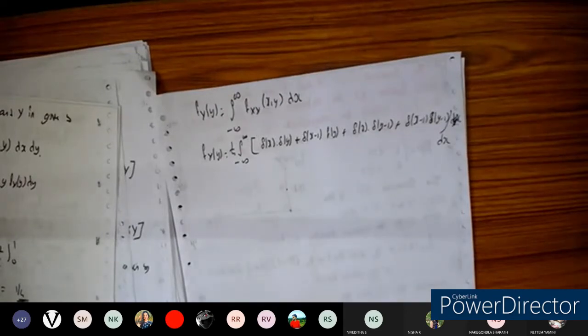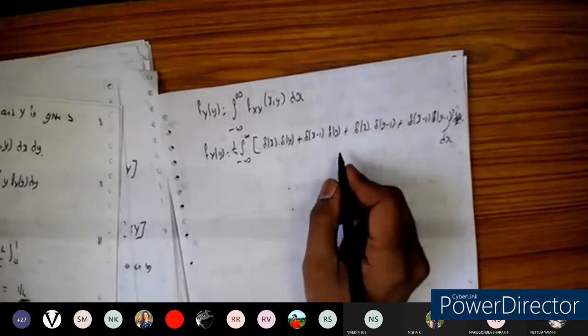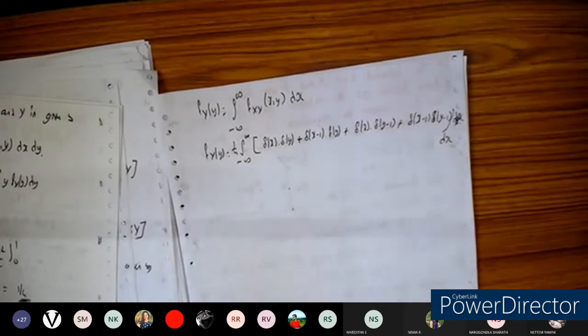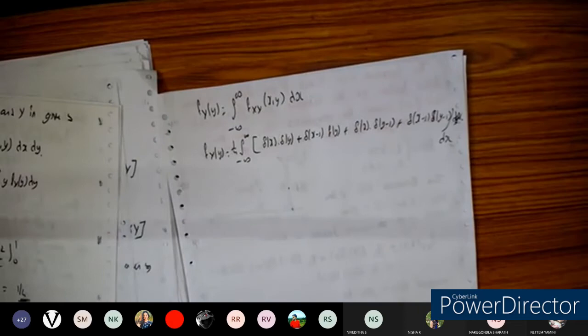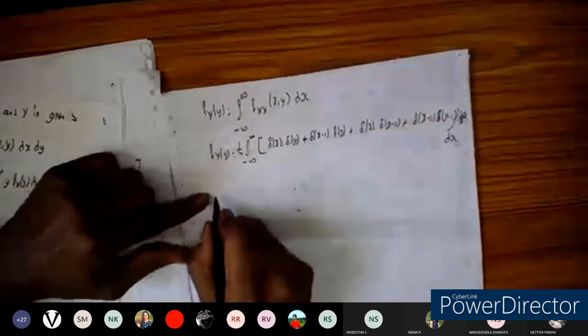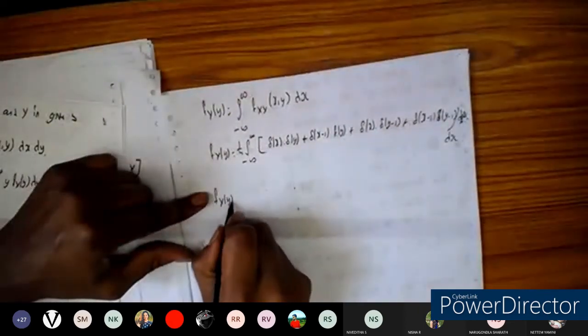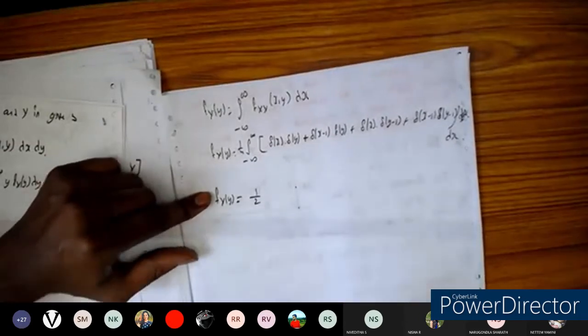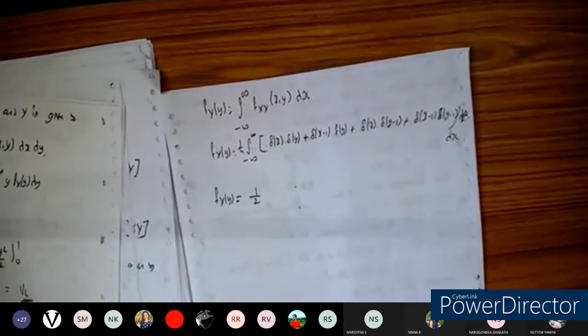Okay, now let us integrate this one. Integrate this one and tell me the answer. How much will you get? Do the integration first, and I'll write the answer. Tell me the answer quickly.